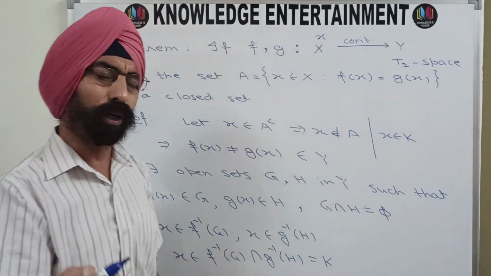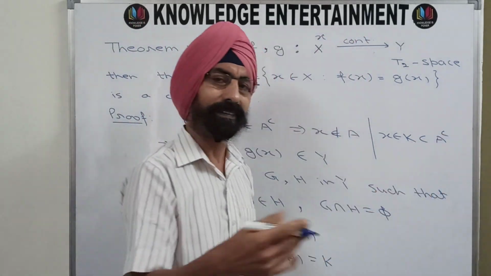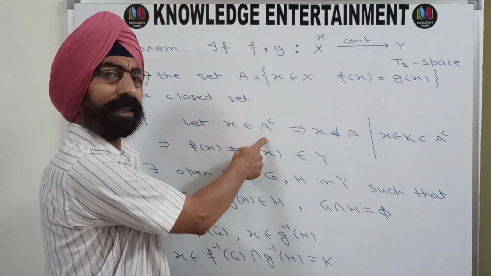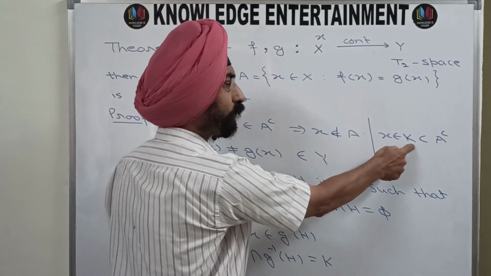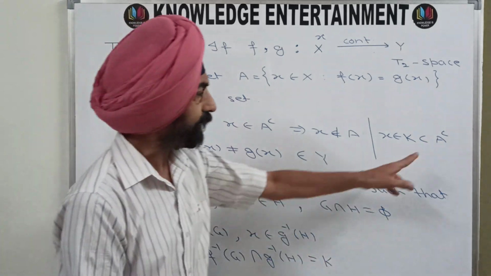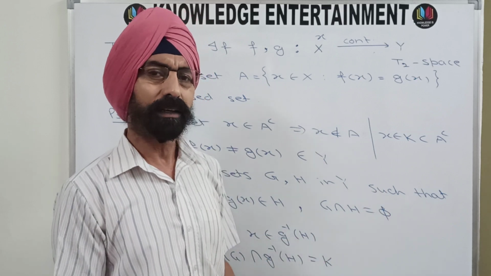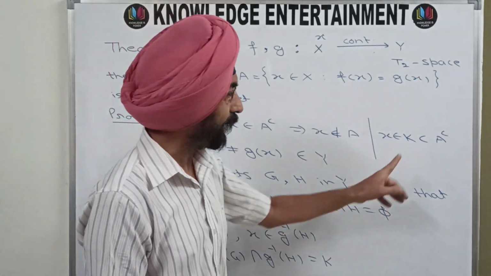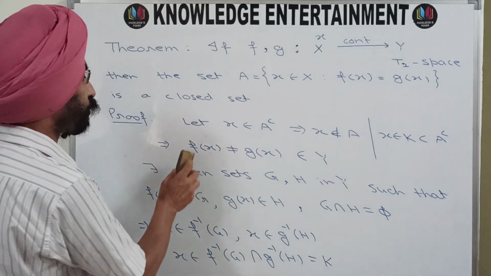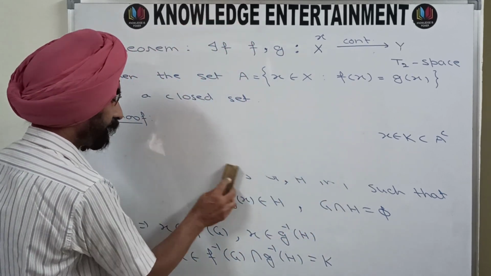Next I am going to show that K is a subset of A complement. We have taken X belonging to A complement, and we have obtained an open set K such that X belongs to K and K is a subset of A complement, and this is enough to show that A complement is open. And A complement is open means A is closed. So our theorem will be finished. The only thing that remains is to show that K is a subset of A complement, and that is what I am going to prove now.